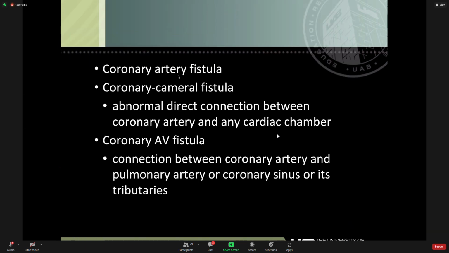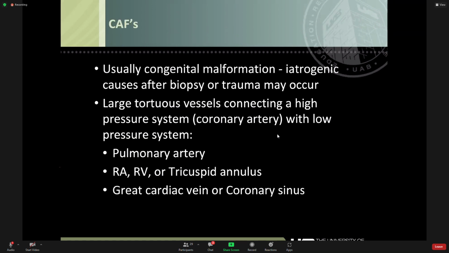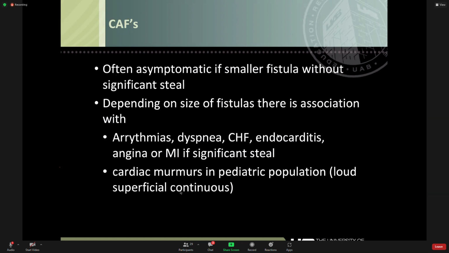So coronary artery fistulas, you can have coronary cameral fistulas, fistulas to a chamber. You can have AV fistulas, fistulas to the pulmonary artery or coronary sinus or its tributaries. These are usually congenital. Sometimes they can occur iatrogenically after biopsy or trauma. There'll be a large tortuous vessel connecting a high pressure system with a low pressure system, typically PA, RA, RV, or tricuspid annulus, great cardiac vein, or coronary sinus.